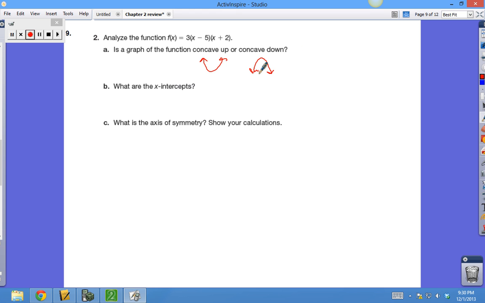And A determines that, which is this guy right here. 3 is positive, so it is concave up. If A is negative, it's concave down. Okay, what are your x-intercepts? What are your roots, or what are your zeros?